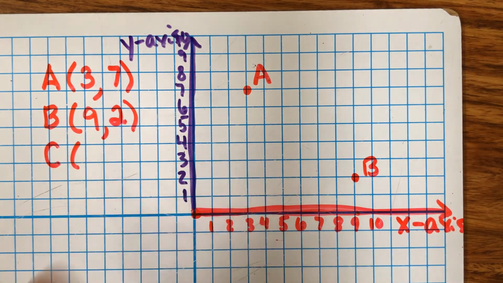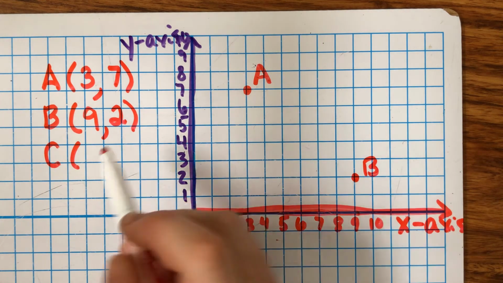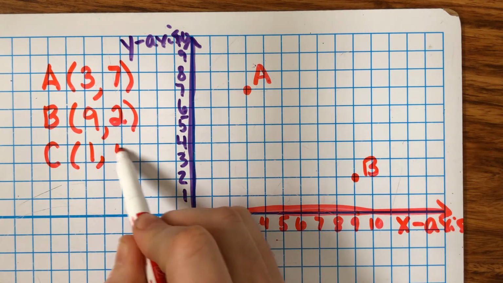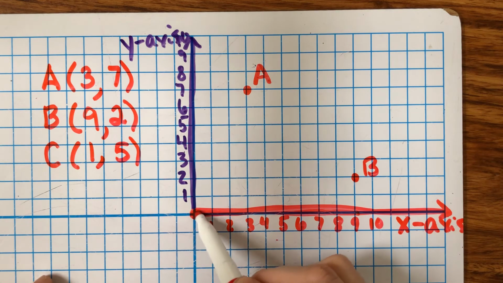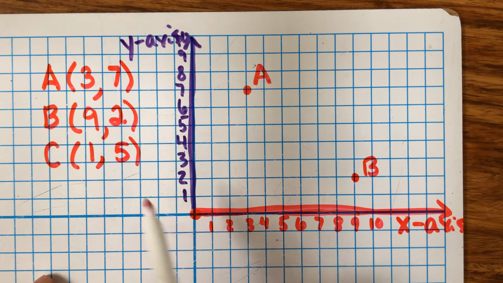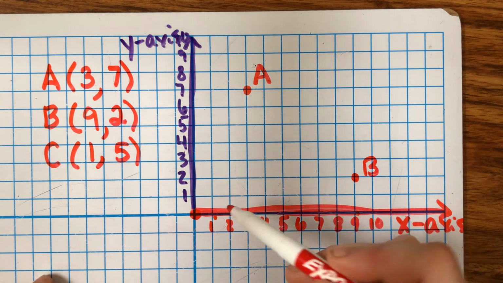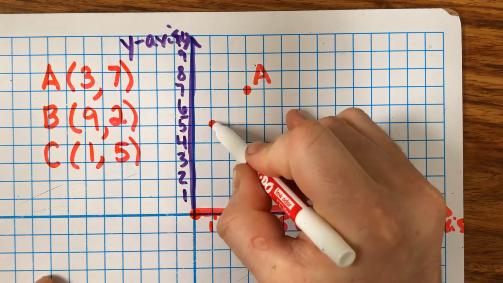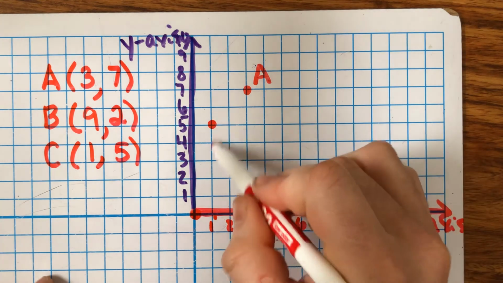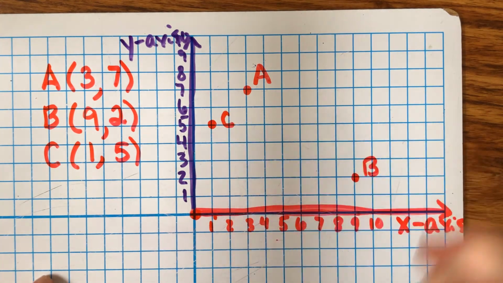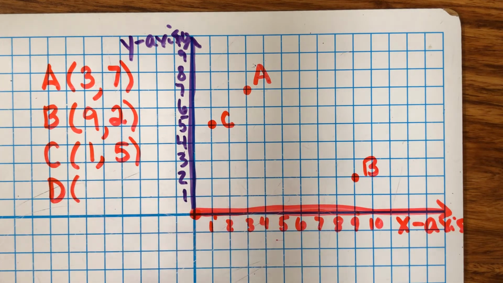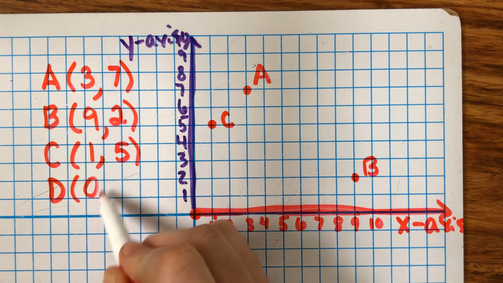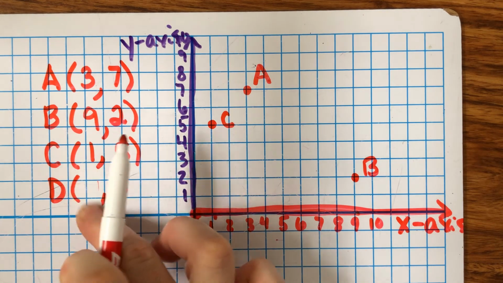Let's look at C. Let's do 1, 5. All right, so again, we always start at the origin. X always comes first, so we go horizontal first, over to the 1, up 5 to the 5, put our dot on the intersection, and label it C. Let's do one more. Let's do D, and let's do 6, 0.